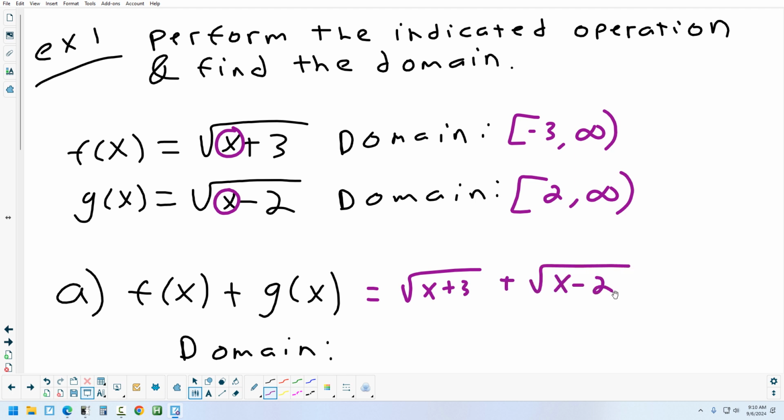Now I want the domain of that. So the domain is the overlap. It's all the numbers that work here and here. So what would be the overlap between those 2 domains? Yep. 2 to infinity. So if you think of it like on a number line, here's -3, here's 0, here's 2. The first domain is from -3 going up forever. The second domain is 2 going up forever. The overlap is 2 going up forever.